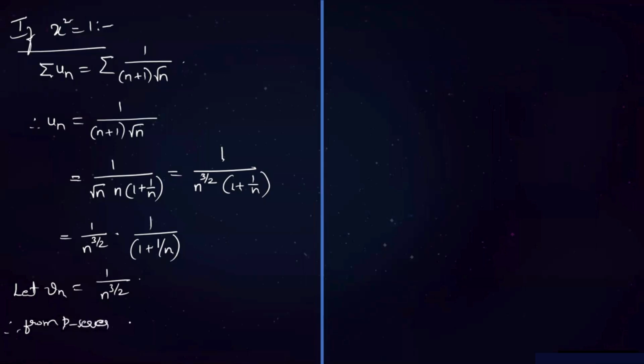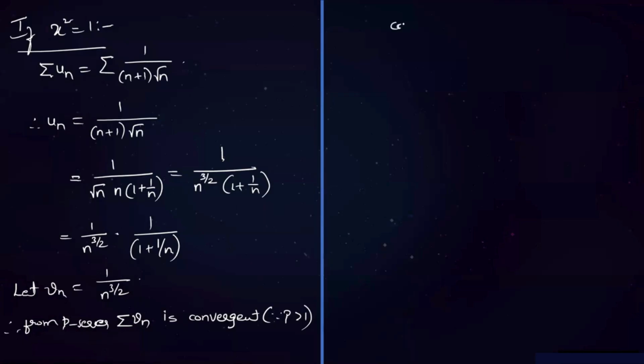From the p series, we can give a conclusion about this. Summation vn, which is summation of 1 by n to the power of 3 by 2, is convergent. It is convergent because p is greater than 1; 3 by 2 is greater than 1. That's how we now have an auxiliary series which is convergent. I'll finish it quickly. Now let us consider this limit.